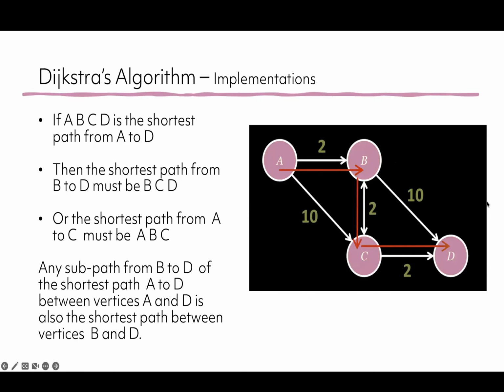From this example, we can clearly see that the shortest path from A to D is A, B, C, D. It means if A, B, C, D is the shortest path from A to D, then the shortest path from B to D must be B, C, D, and the shortest path from A to C must be A, B, C. In other words, any subpath from B to D of the shortest path A to D is also the shortest path between vertices B and D.